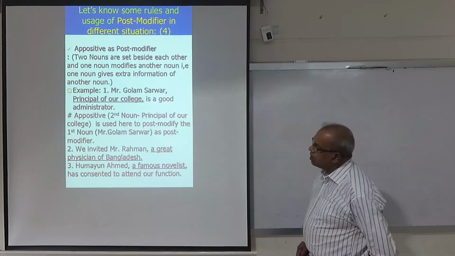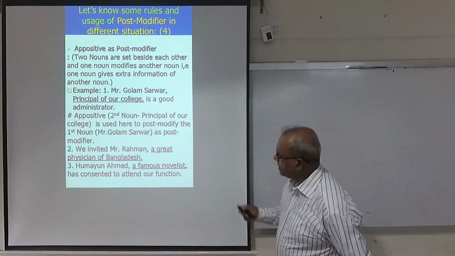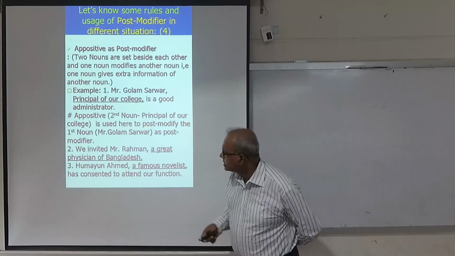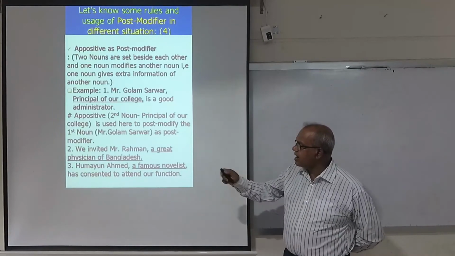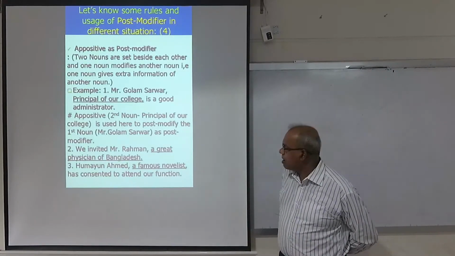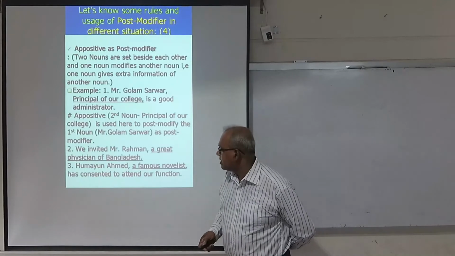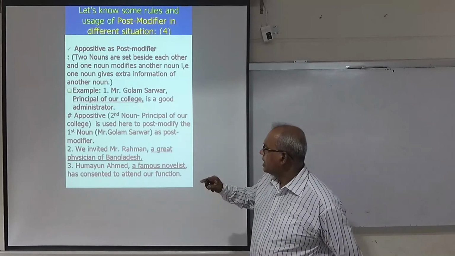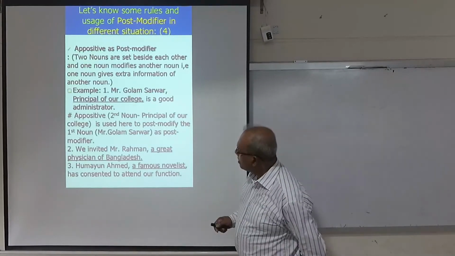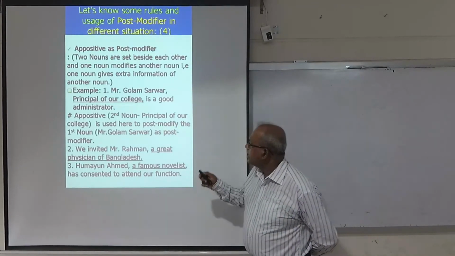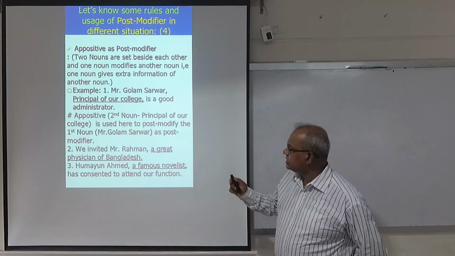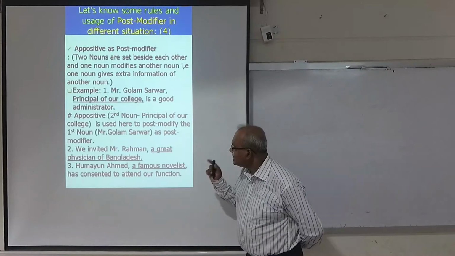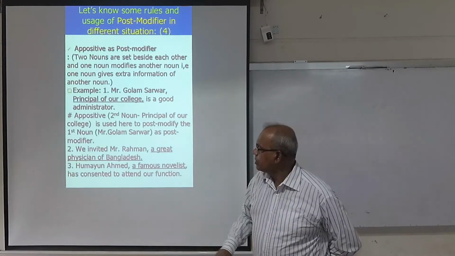Dear students, now we invited Mr. Rahman, a great physician of Bangladesh. Look at the sentence: Mr. Rahman and a great physician of Bangladesh. These two are known as nouns, and a great physician of Bangladesh is used here as an appositive, because this noun modifies the previous word, Mr. Rahman.